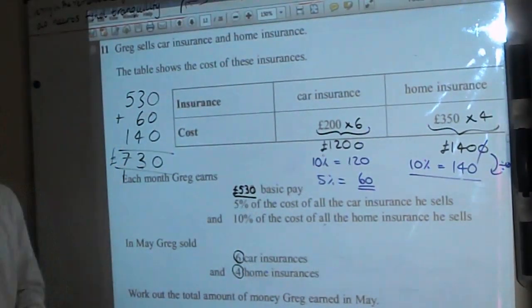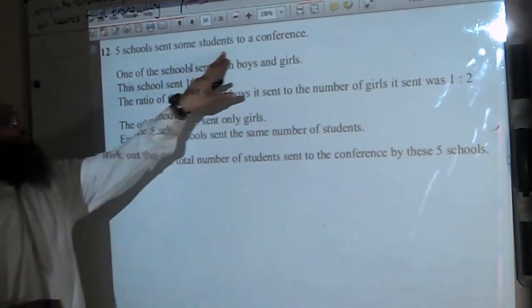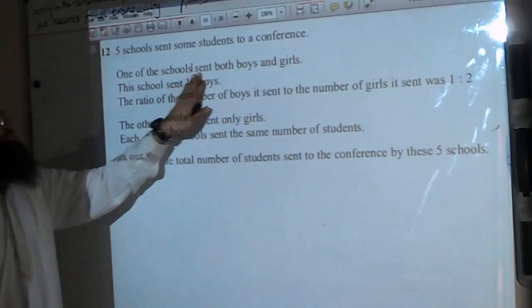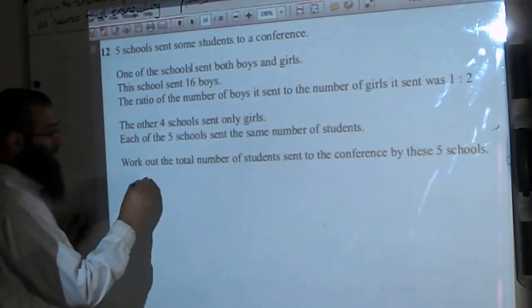So what? Easy. Okay, question number 12. 5 schools sent some students to a conference. One of the schools sent boys and girls. This school sent 16 boys.